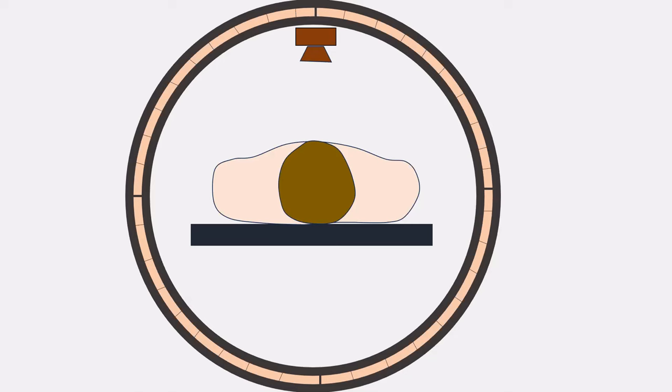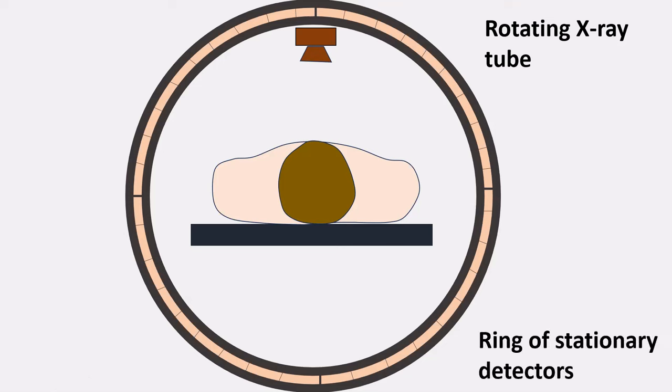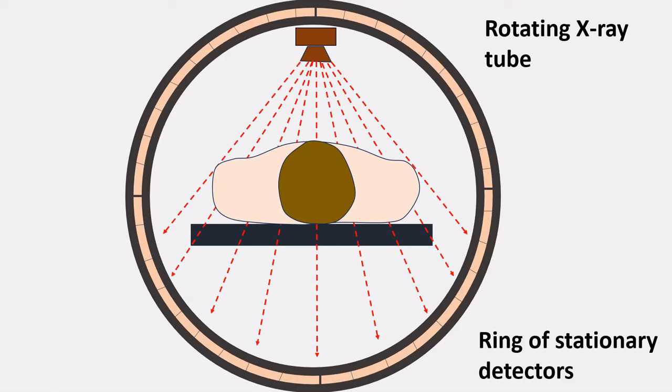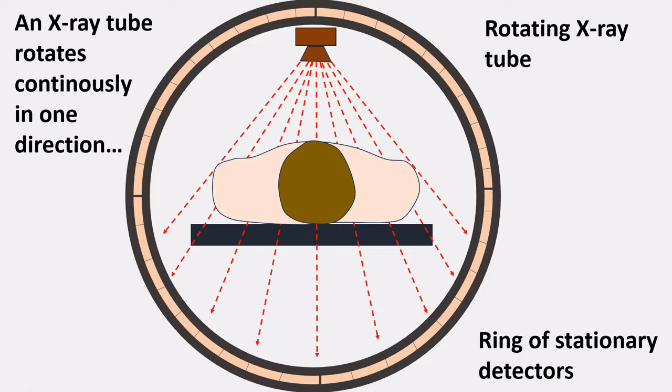So this is a nice drawing I made. What are the main components of the CT machine? Well, we have the central table on which the patient is positioned, and in the gantry we have the rotating X-ray tube, but also present in the gantry is a ring of stationary detectors. The X-ray tube emits X-rays, photons, and the energy of these photons is detected by the stationary detectors present in the gantry. Now, the X-ray tube moves continuously in one direction.